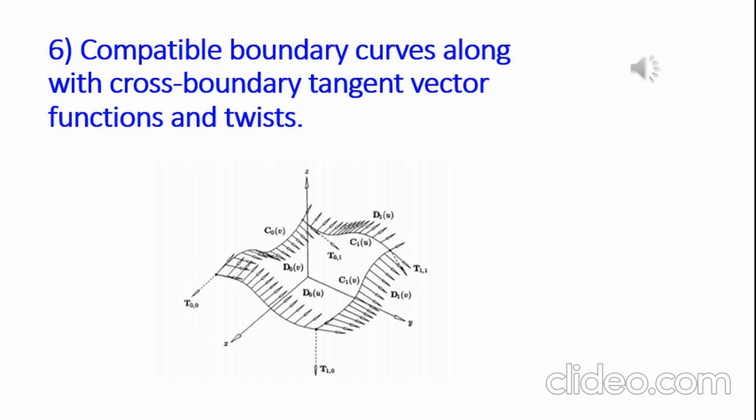The figure below shows us the compatible boundary curves along with the cross-boundary tangent vector functions and the twist vectors. So the boundaries are the boundary curves, and the pointed arrows that you see are the partial derivatives, and if you look at the tangents you will find the twist vectors. You can also see T00, T01, T10, and T11 at the four edges.